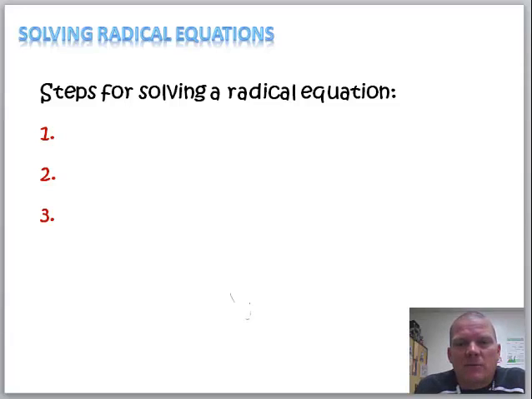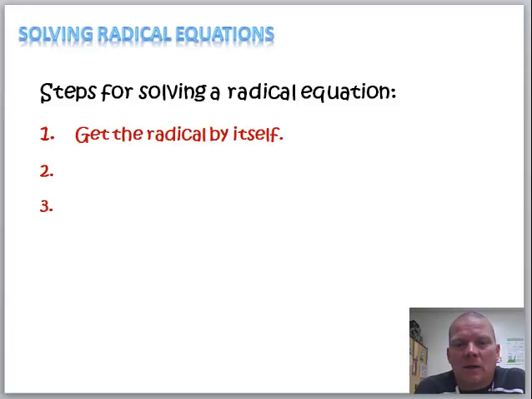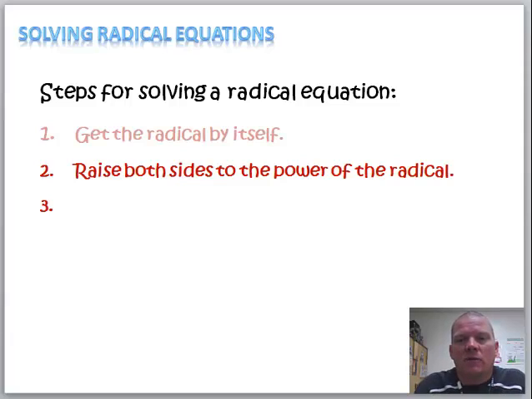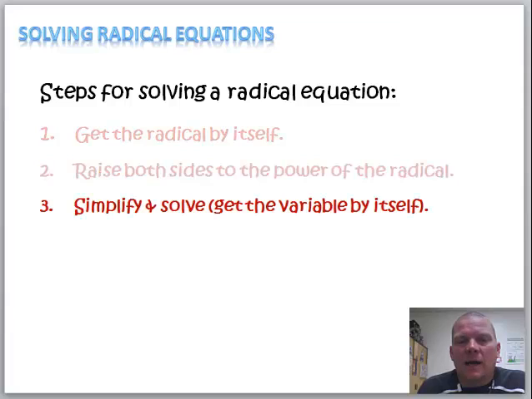Let's go through what the steps for solving a radical equation are. The first step is to get the radical by itself. You're going to write these in your notes. The second step is to raise both sides of the equation to the power of the radical, after you've gotten the radical by itself. And then the last step is to simplify. Once that radical's gone, you simplify and solve like you normally do, getting the variable by itself. So you might want to pause this for a moment and make sure you write all those things down before we jump into our examples.